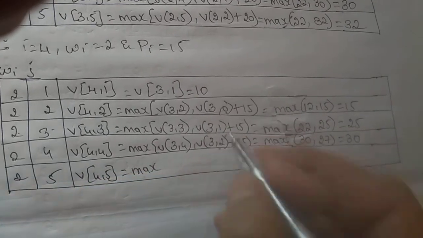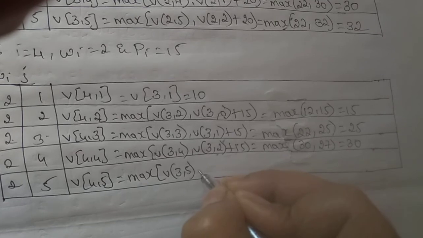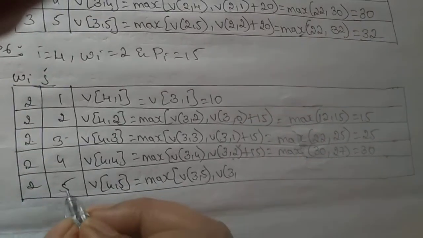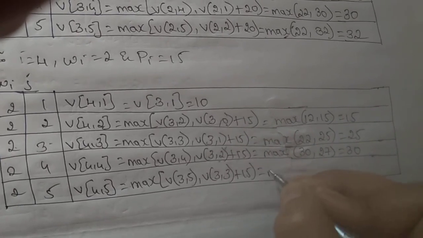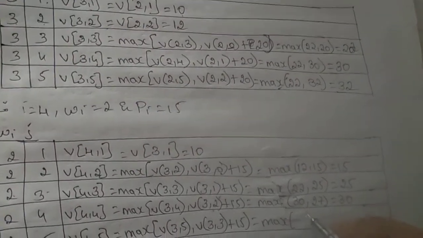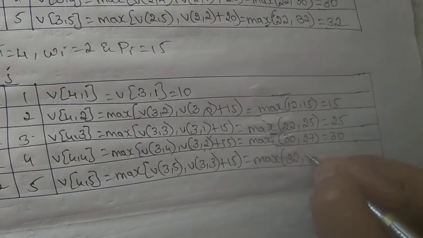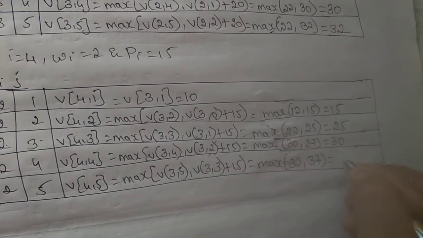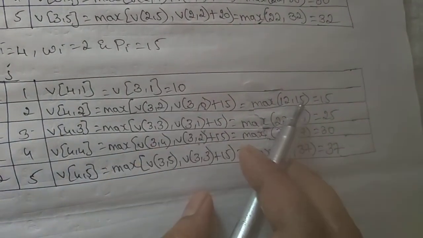v of 4, 5. Here again this is less than j. So v of 3, 5. v of 3, 5 minus 2 is 3 plus 15. So max of 3, 5 is 32. 3, 3 is 22. 22 plus 15, it is 37. This is equal to 37. So update the value: 10, 15, 25, 30, 37.